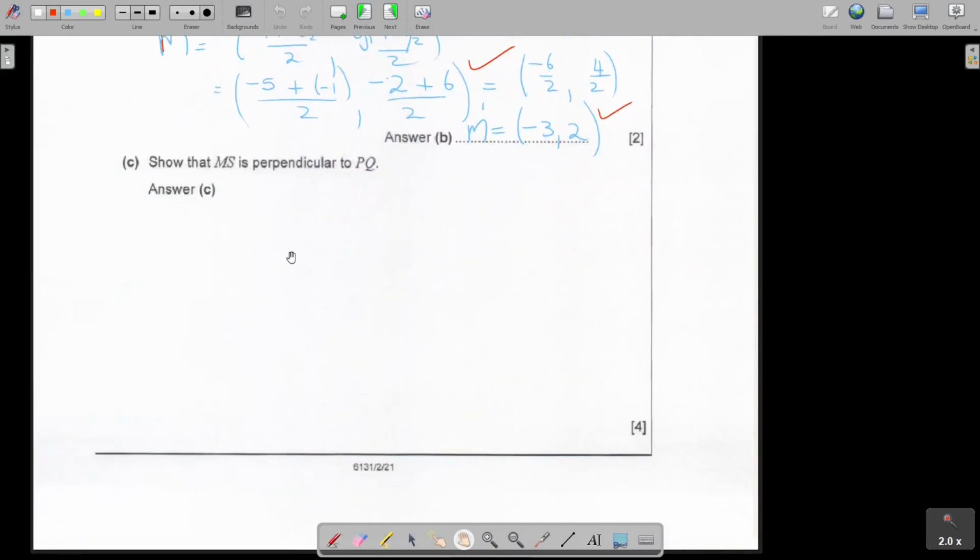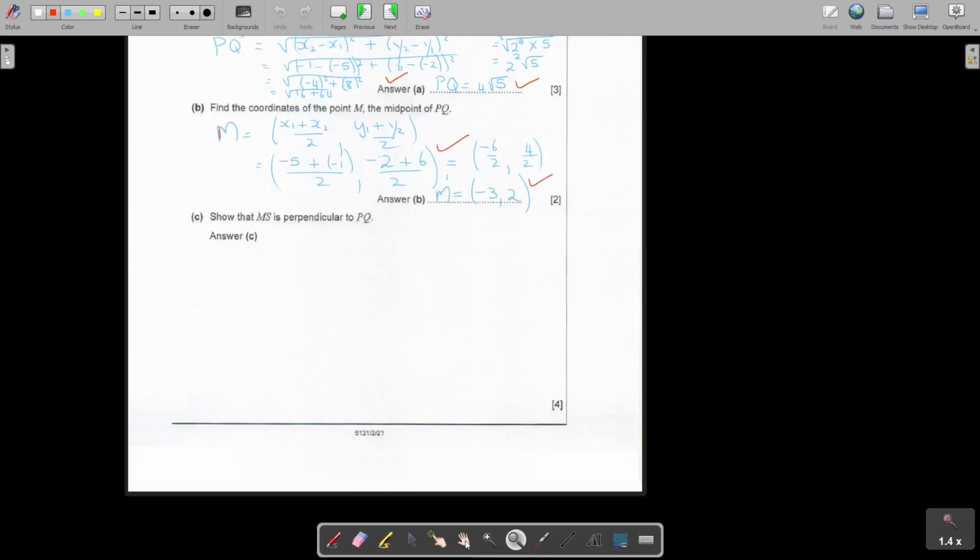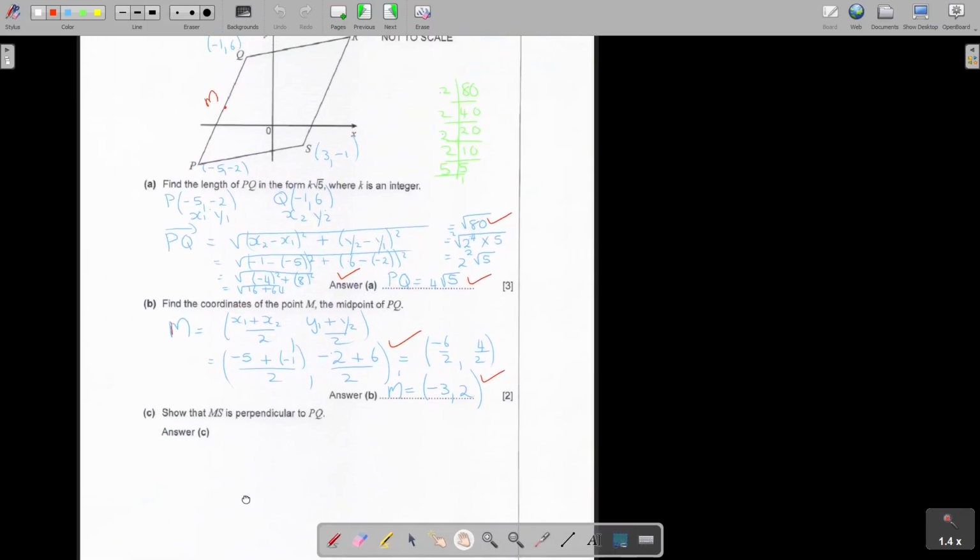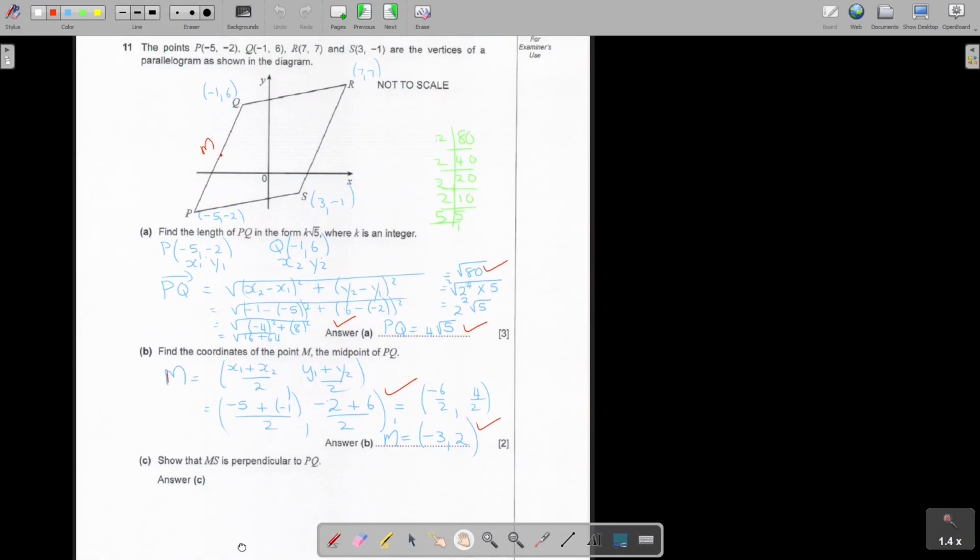There. I say show that MS is perpendicular to PQ. So the most important thing is you must first get the gradients. So let's start, and I'm writing the points down. I just want to make it a bit smaller so that you can see I'm getting the points from the top there. It's just very high, but I'm getting it from here from the top.